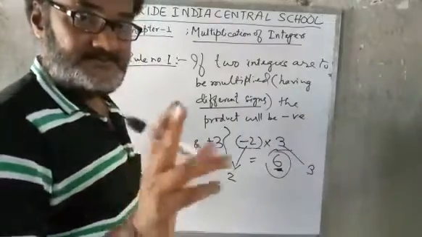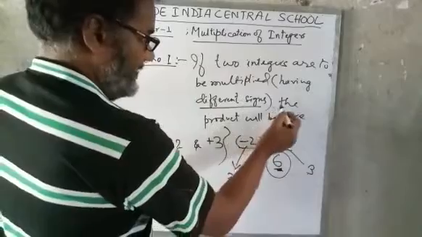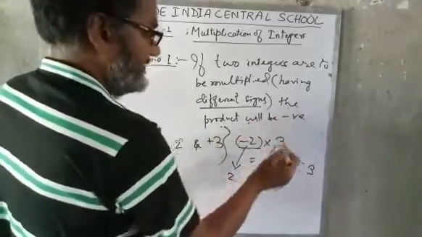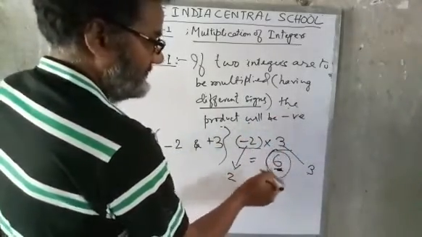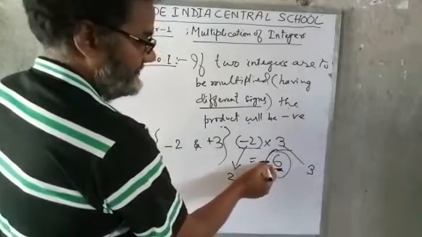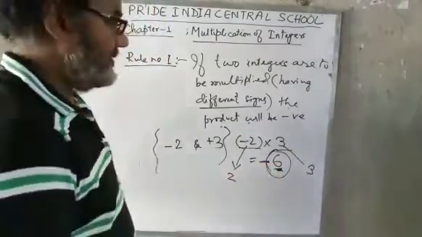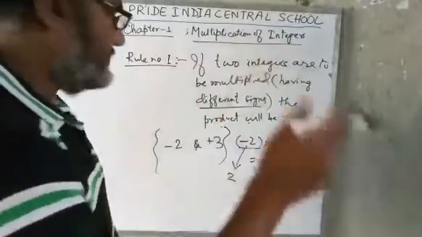will be different. The product will be negative. It means this is the product and it will be negative. Understand? Let's do it one more time.